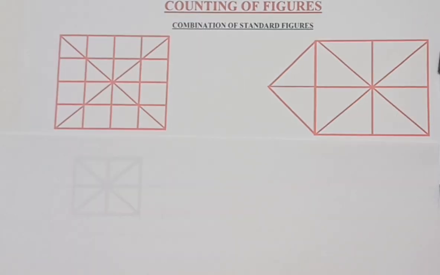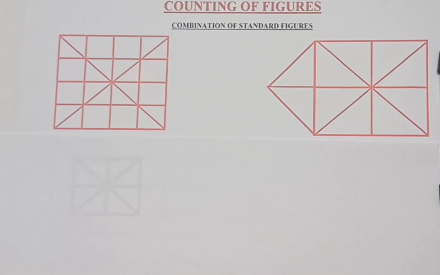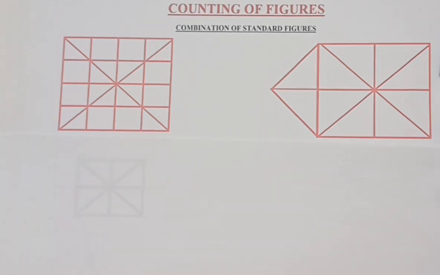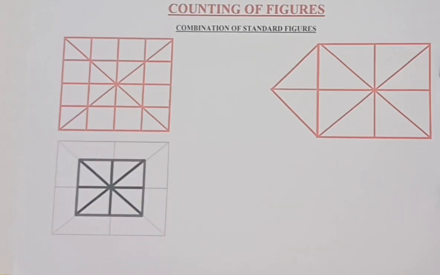We have already learned how to solve problems having standard figures. Now you can pause this video for a minute and calculate the total number of triangles in these two questions, where it is a combination of standard figures. Now let me explain how to go about this.